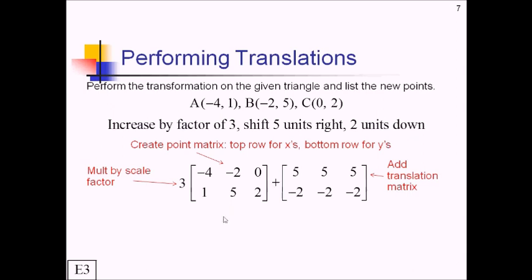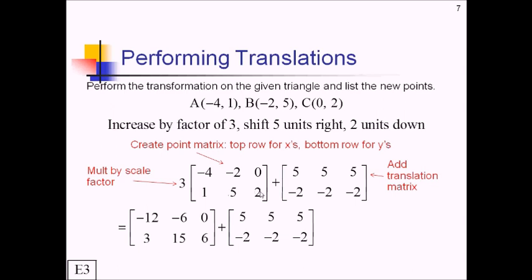All right, first step, we've got PEMDAS, right? We have to do multiplying before we add. So this will be -12, -6, 0, 3, 15, and 6. And then adding that with our translation matrix. So this is the dilated Triangle Man here.